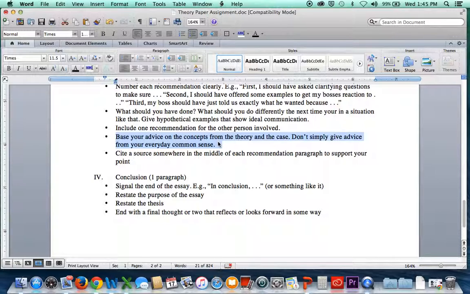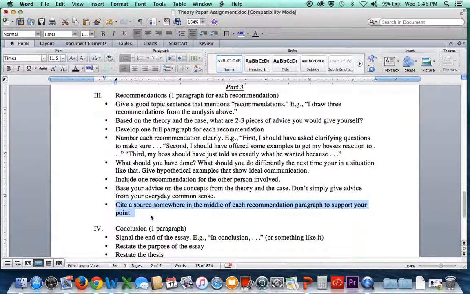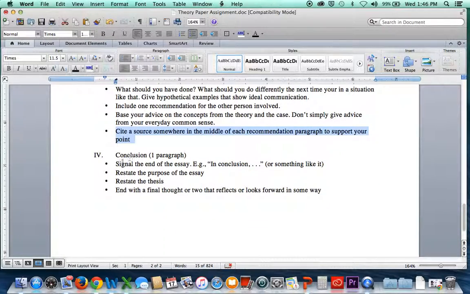And then you quote something directly from the source, in this case the book, to help support that recommendation. You want to do this for each and every recommendation. Each paragraph for your recommendation section is going to be fully developed, supported with a nice citation and quote from the book, and so everyone has a nice development and it can stand on its own. And then you give a conclusion paragraph.